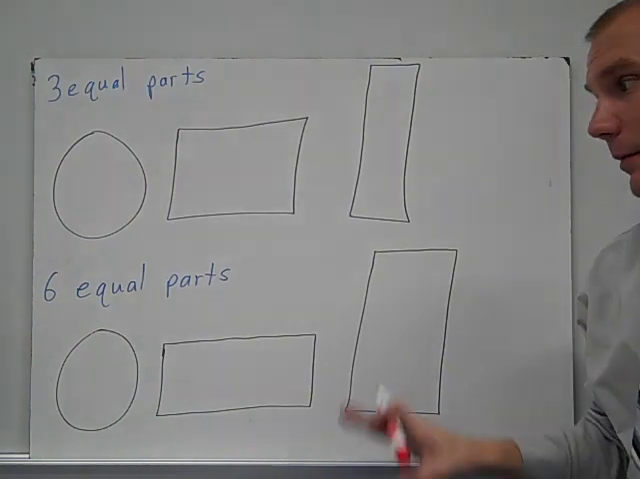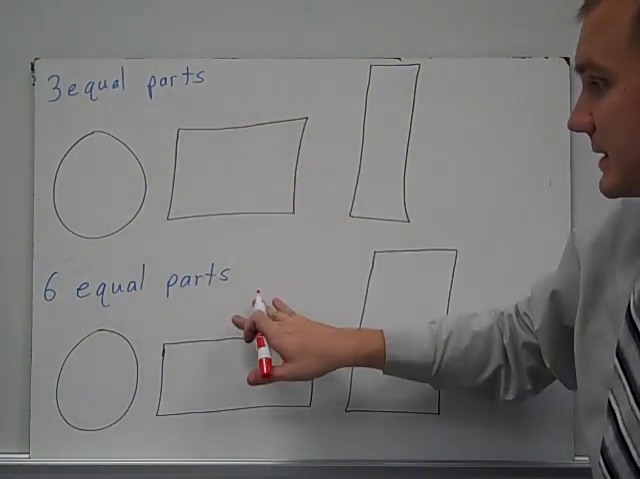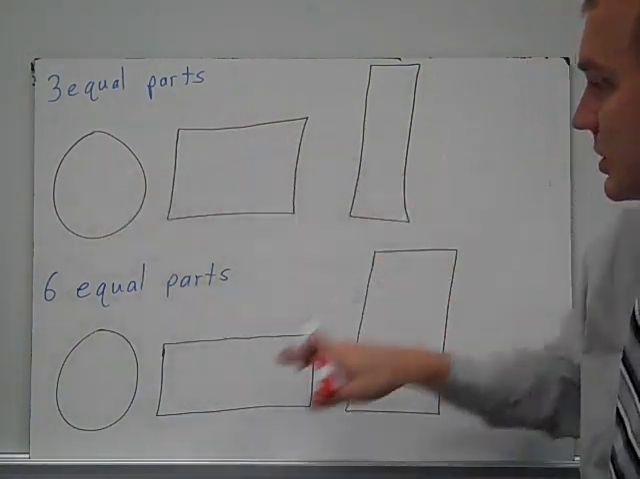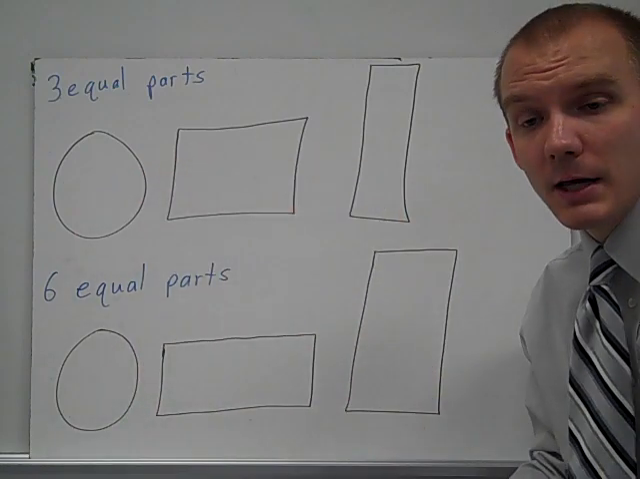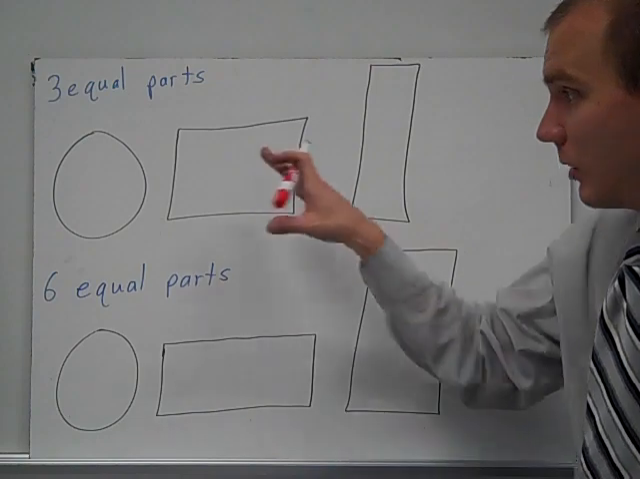Alright, let's try that again. Pause the video. We got 3 equal parts, 6 equal parts. So split these shapes into 3 equal parts on the top and 6 equal parts on the bottom. Then hit play, and I'll go over how to do it.